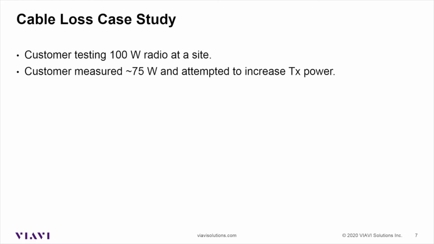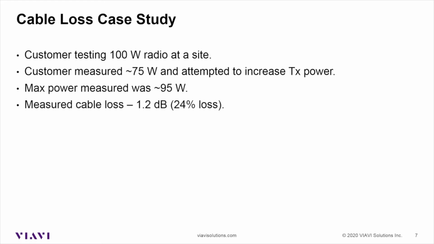Now, what do you do when your radio is measuring low? You try to bump the power up, right? So they started adjusting their soft pot values, and they adjusted it up and up and up, and the radio starts going into compression. About 95 watts, it starts going into compression, and that was as much as they could get out of it. Now, when we swept the cable or measured the cable loss, we found that there was about 1.2 dB of loss, so 24%.